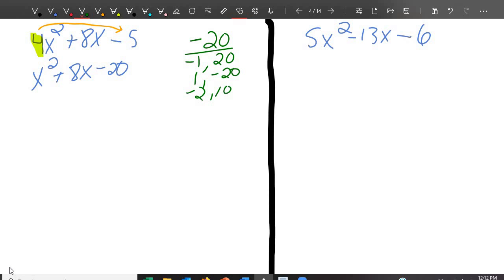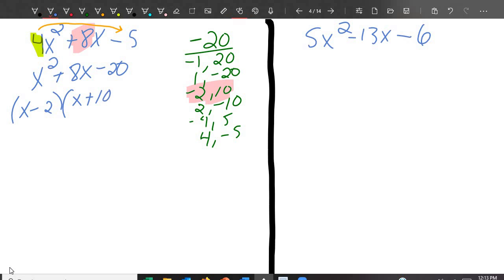Negative 2 and 10, positive 2 and negative 10. Negative 4 and 5, positive 4 and negative 5. Okay, the middle number is a positive 8. These two give me the positive 8, so we're going to factor that and put a minus 2 in one and a 10 in the other. Now we're going to take the original number we slid and divide it into both of these numbers. That's the original number.